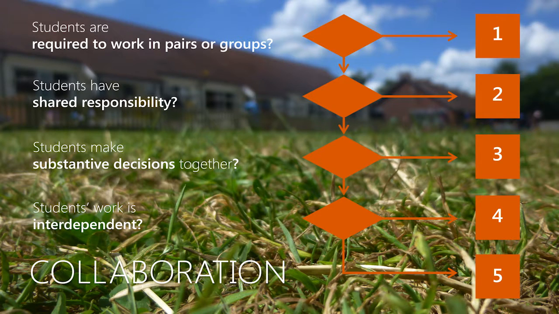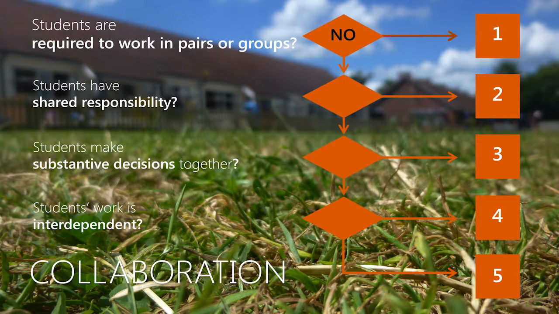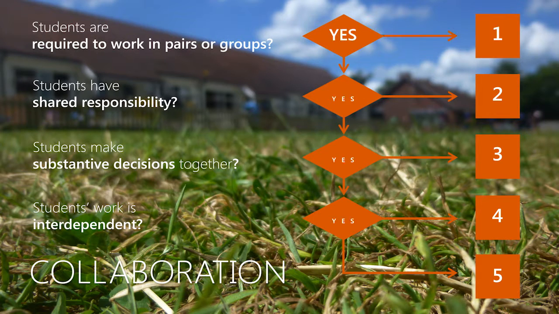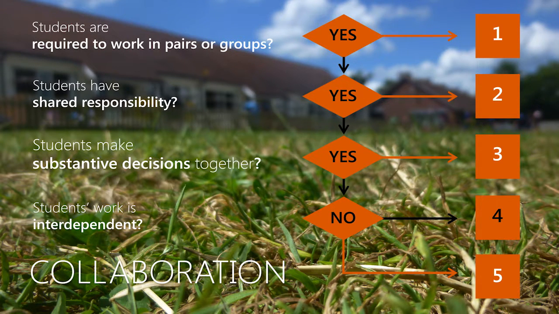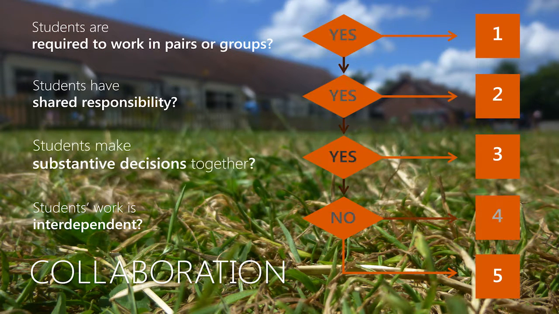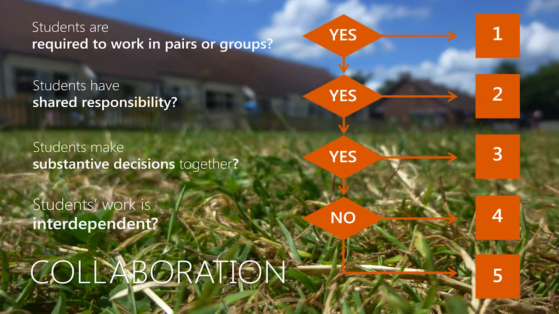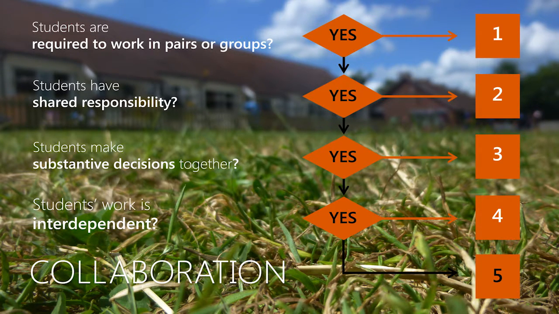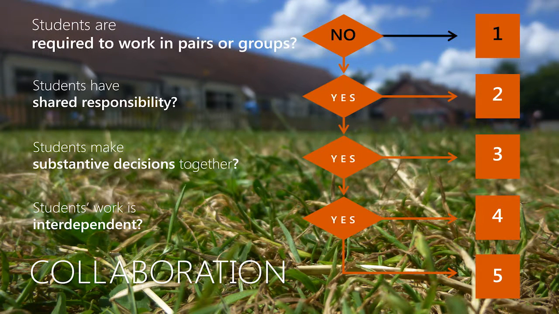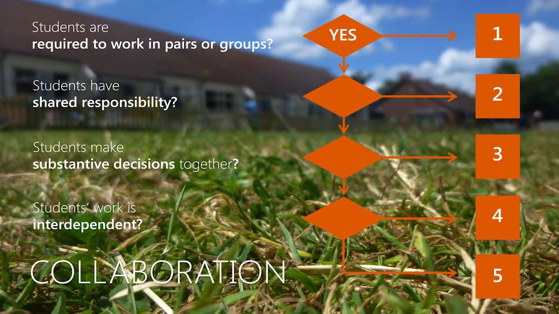For example, there will be times when you will need students to engage in individual work. At times you will want your students to work together to make substantive decisions. There are other times when you will want your students to work together to produce an interdependent product. But sometimes you will just want them to produce individual accounts or reports. It all depends on planned learning outcomes and the needs of your students.